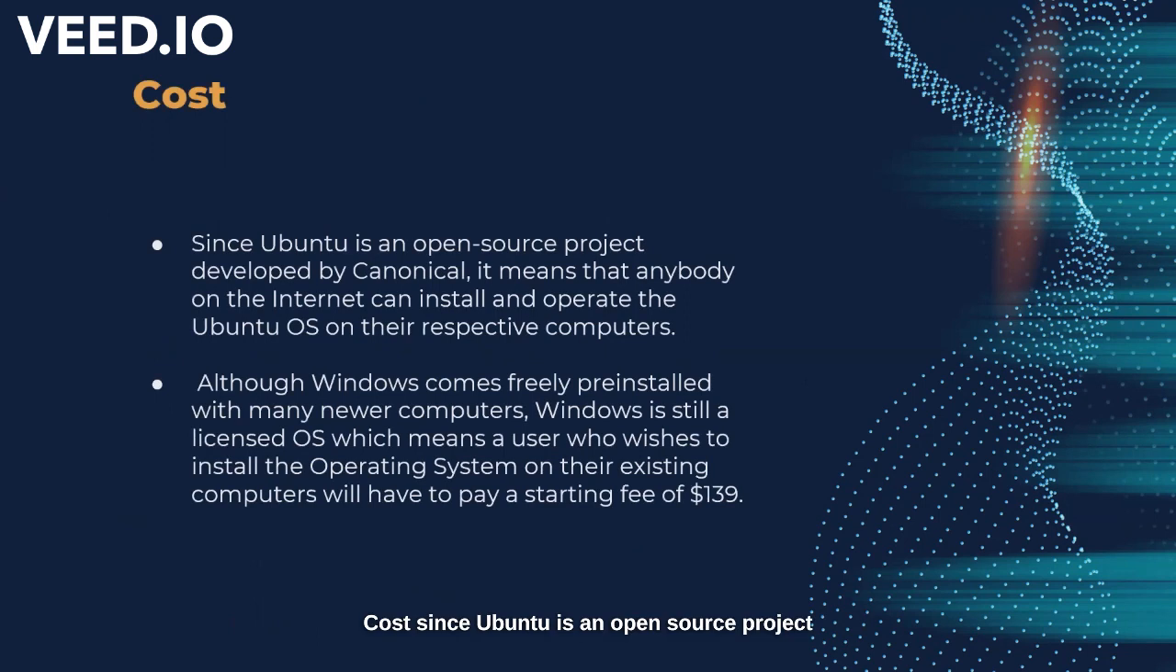Cost. Since Ubuntu is an open source project developed by Canonical, anybody on the internet can install and operate the Ubuntu operating system on their respective computers. Although Windows comes freely pre-installed with many newer computers, Windows is still a licensed operating system, which means a user who wishes to install the operating system on their existing computer will have to pay a starting fee of $139.